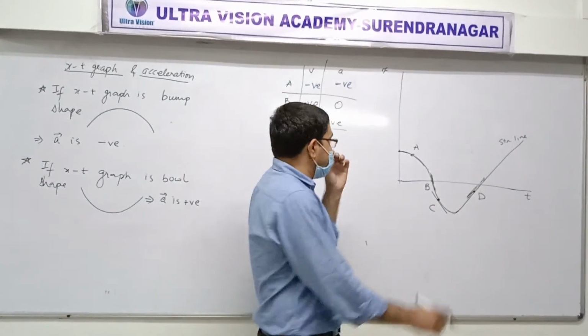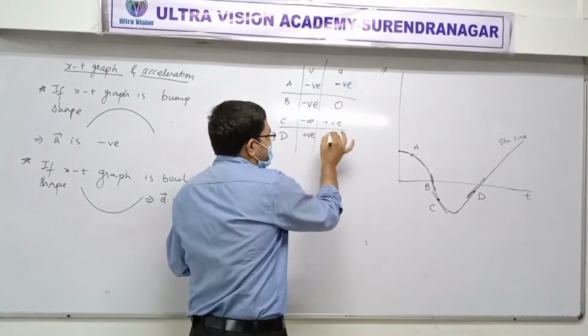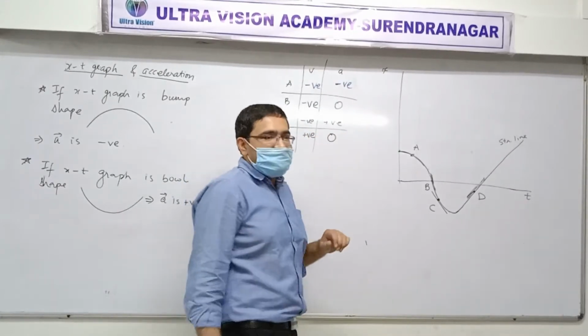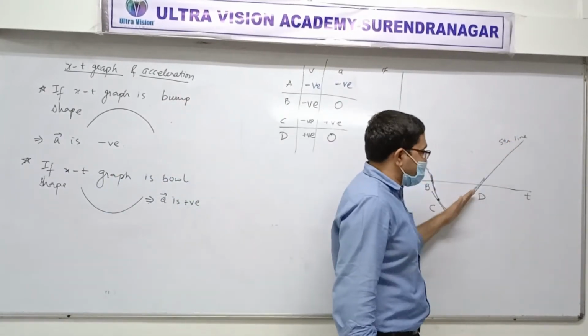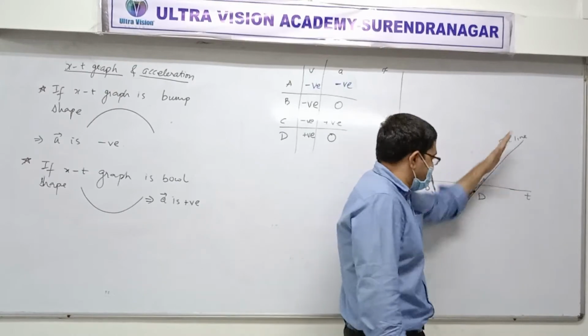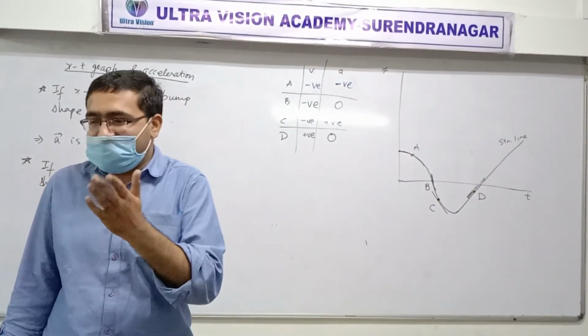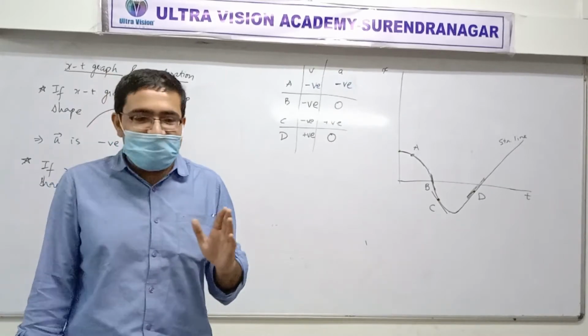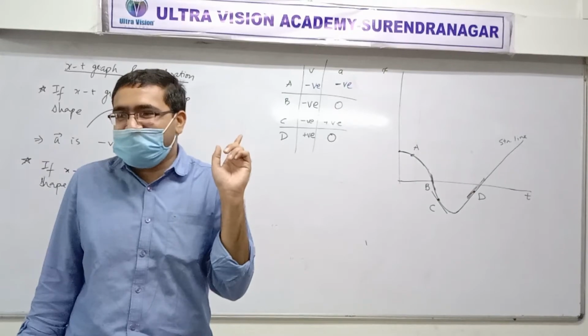Well tried. So here the velocity is positive, but acceleration is zero. Sure? Okay or not okay? Why is it zero? Because in part D, this graph is a straight line. In an x-t graph, a straight line means acceleration is zero because the velocity is not changing at all. Everything clear? Yes.